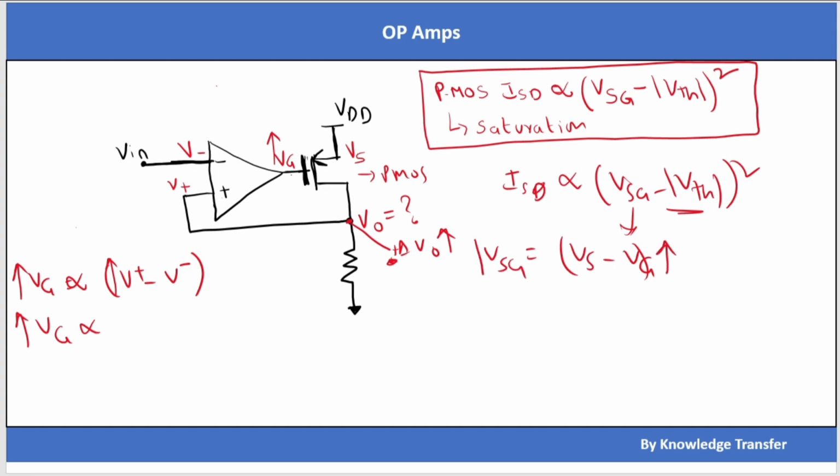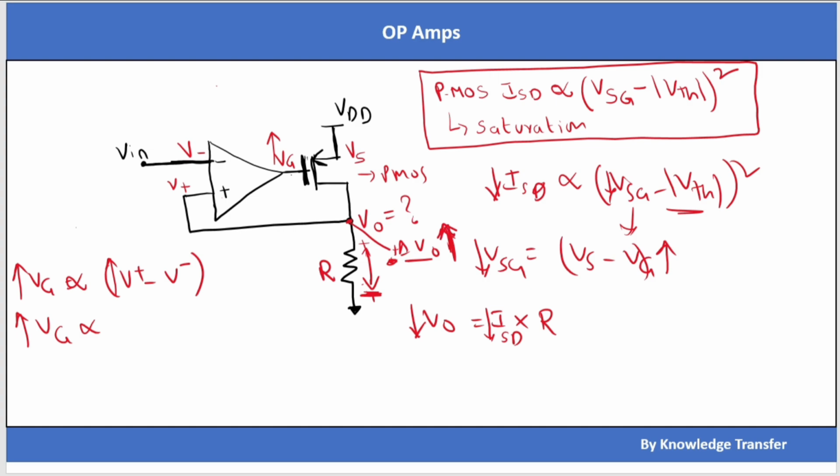That means VG increased. Because VG increased, VSG got decreased. If VSG got decreased, what will happen? ISD decreased. So ISD decreases, what will happen to V naught? This voltage is V naught, so V naught equals I into R, that means ISD into R, assuming this is R. Previously we increased delta V naught, and in the first iteration ISD got reduced, that means V naught got reduced. So here the disturbance got reduced from the reference voltage.